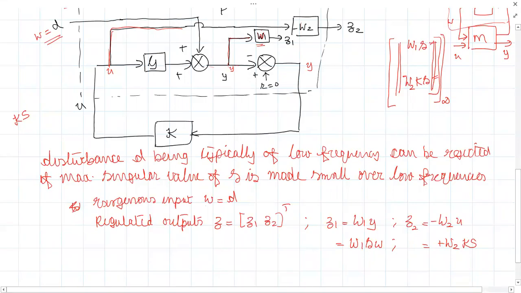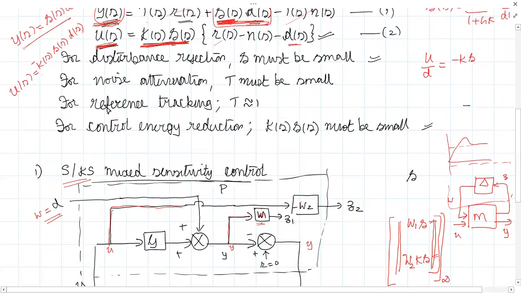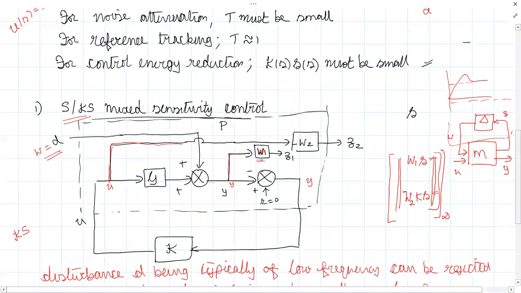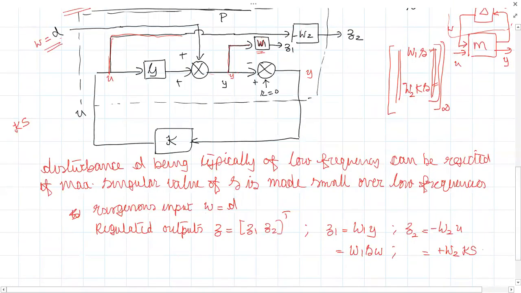So instead of U of s, I can write minus K S of s into D. And what is D? D is nothing but the external input W. So I can write this as W2 into K into S into the small w. This W and this W1 are different, so for this small w I will put a tilde mark, just to distinguish. This is tilde w. So this will be the output.